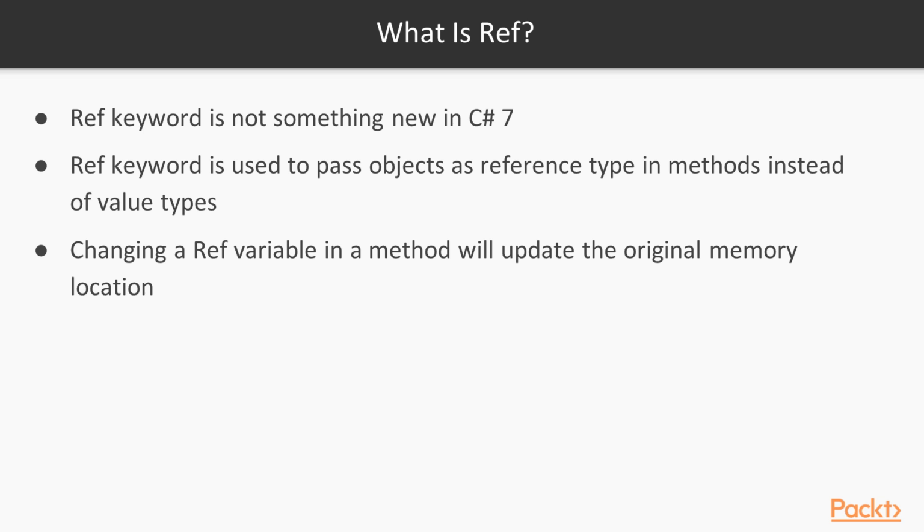Let's first talk about what ref is. So ref is a keyword. This is not something new in C# 7. It was already implemented before. The ref keyword is used to pass objects by reference in methods instead of by value. Changing a ref variable in a method will update the original memory location.